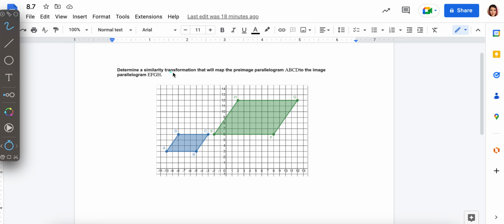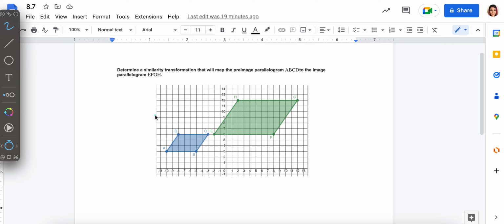It says determine the similarity transformation. So it's already telling us that these figures are similar. Remember, we know similar means that they're the same shape and also the sides are proportional. So it means it's going to have a scale factor that will map the pre-image parallelogram ABCD, so this is our original figure right here in the blue, to the image of EFGH, which is the green. So we'll start with knowing the scale factor.